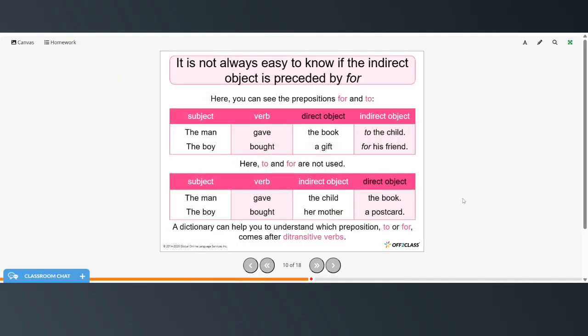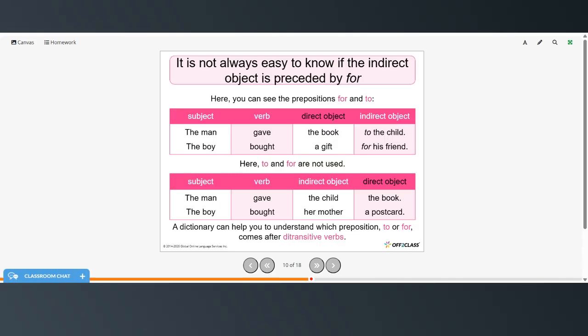So it's not always easy to know if the indirect object is preceded by for. Here you can see the prepositions for and to. The man gave the book to the child. The boy bought a gift for his friend. But in these sentences, to and for are not used.